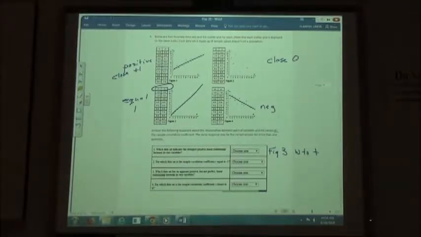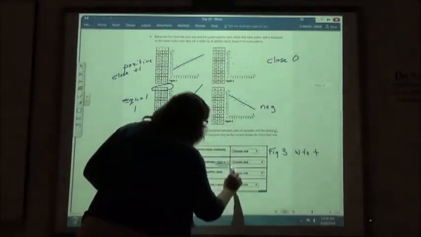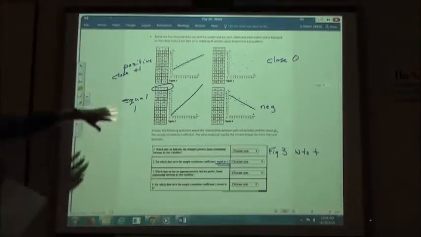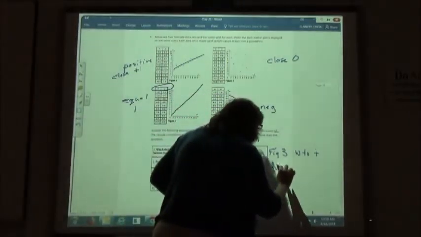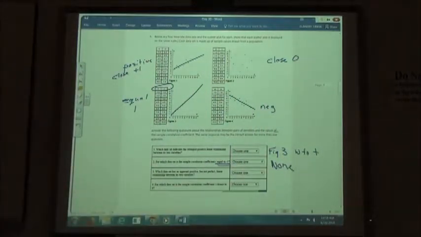Number 2, for which data set is the sample correlation coefficient r equal to -1? I don't have any that's exactly equal to -1. I have one equal to +1, but nothing equal to -1, so I say none. This one is negative, but it's not an exact straight line.